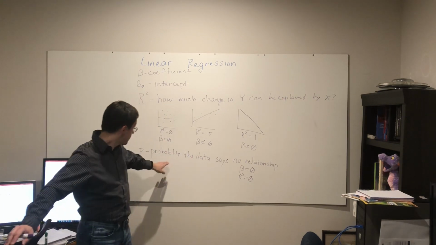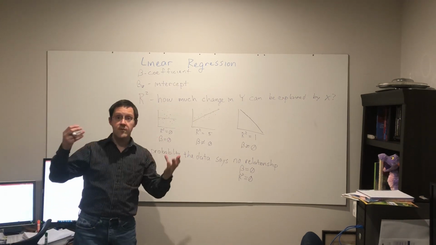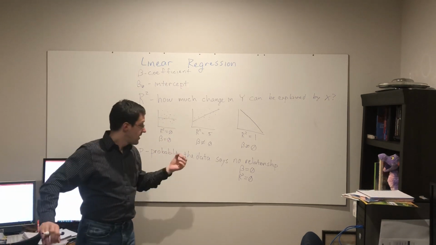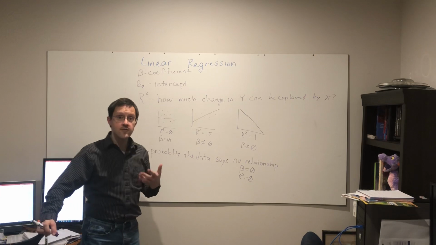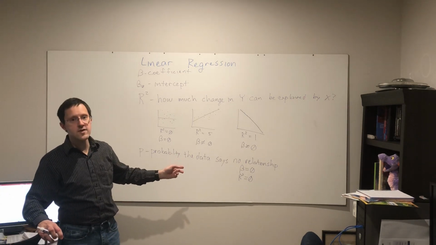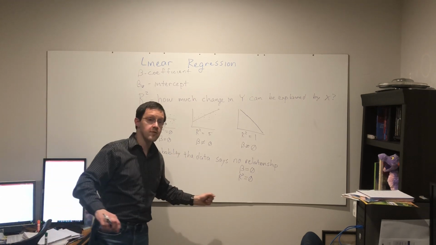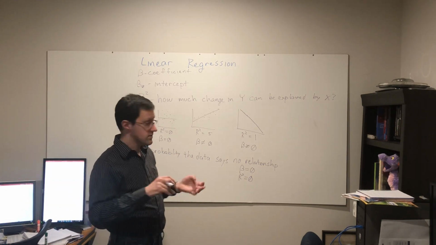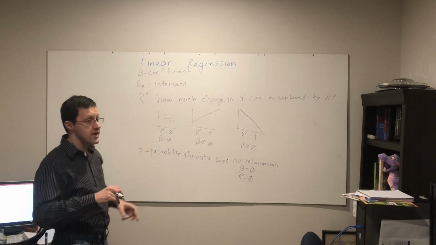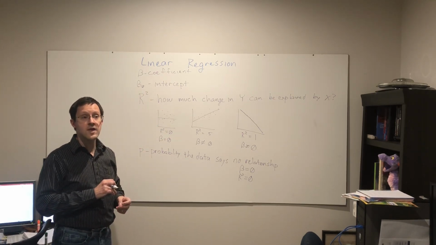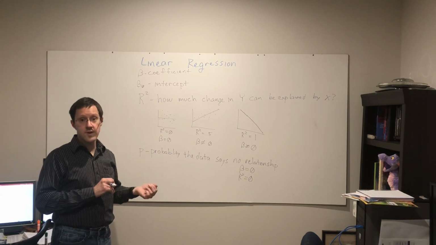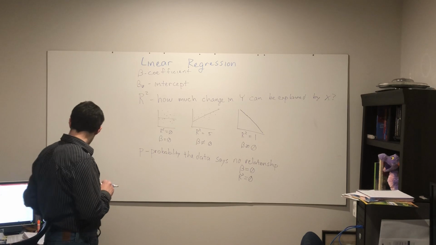So the p-value, probability that the data supports the null hypothesis. Again, the null hypothesis of nothing interesting going on, meaning there's no relationship, meaning beta is equal to 0, meaning that r squared is equal to 0. You will get that in a standard linear regression with one independent variable, this is what you will get.